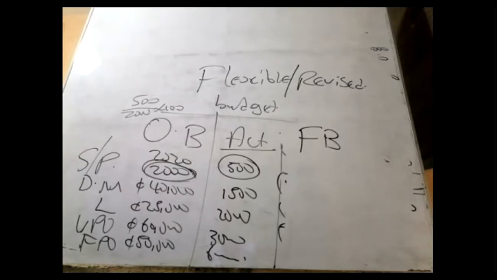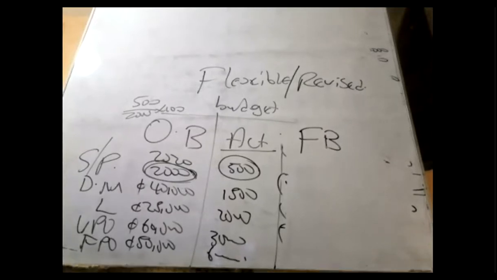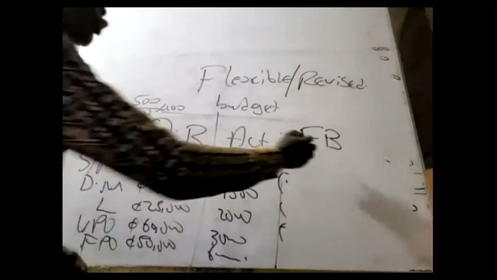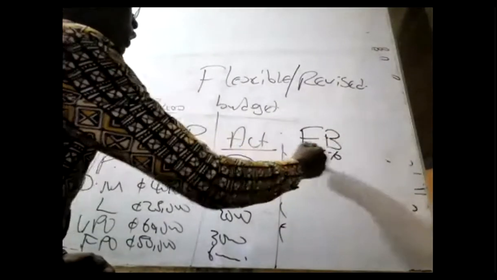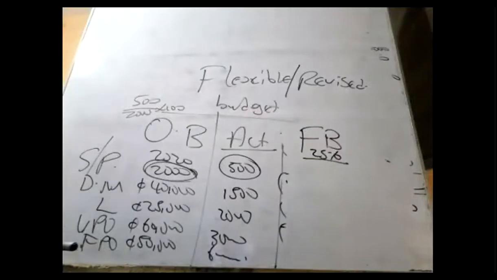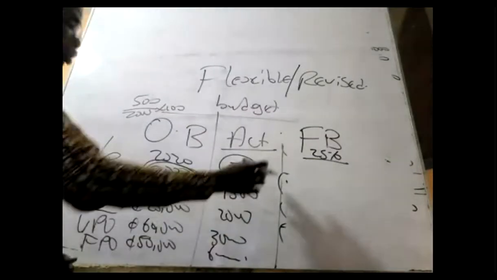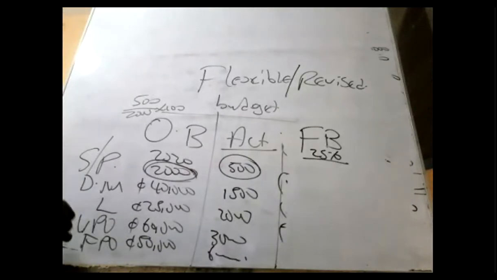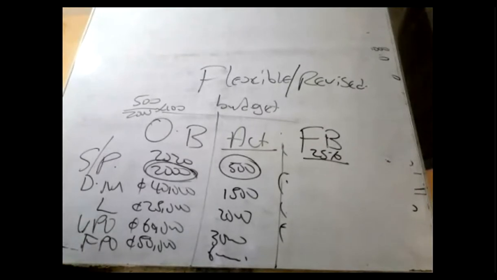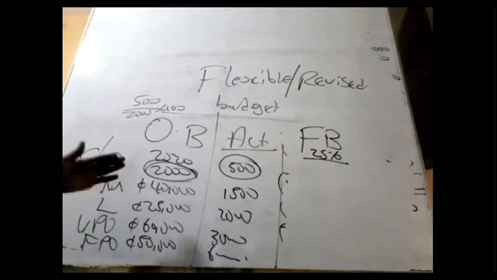Okay, so 25%. That means we are flexing at 25%. So what happened is that all the variable costs take about 25%.